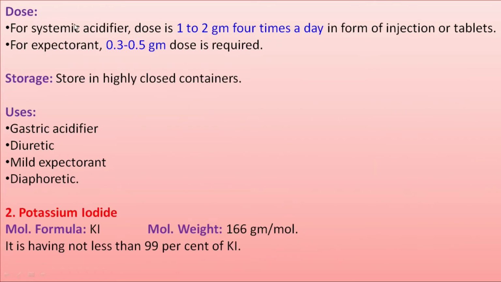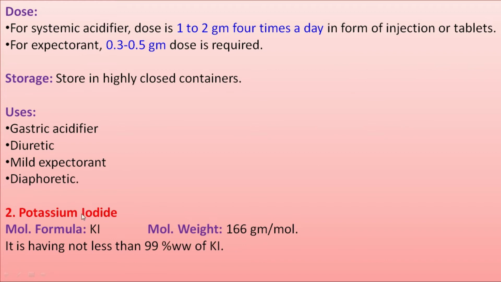Dose: if we use ammonium chloride as a systemic acidifier, the dose will be 1 to 2 gram 4 times a day, either in the form of injection or tablet. But if we are using it as an expectorant, the dose will be 0.3 to 0.5 gram. Storage: it is stored in well closed containers. Uses: it can be used as a gastric acidifier, diuretic, mild expectorant, and diaphoretic. Diaphoretic means it increases the perspiration rate. So this is all about the monograph of ammonium chloride.